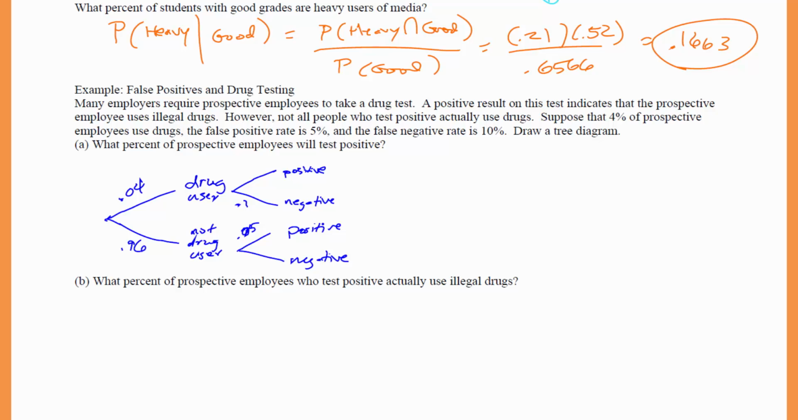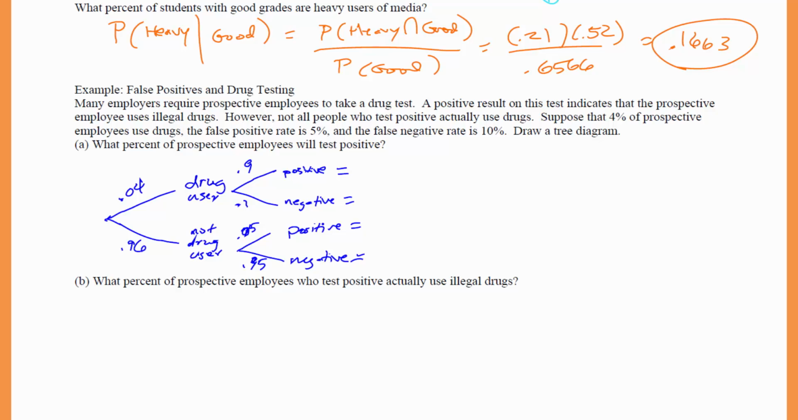But we know then how to fill in the rest of the tree. Because among the drug users, if 10% of the time they're getting negative results, then 90% of the time they're getting positive results. And that's a good thing. It's correctly determining 90% of the time that people use drugs. Among the not drug users, 5% of them are getting positive results. That means 95% of them are getting negative results. But what we want to do then is figure out the overall probabilities of the 4 different outcomes that can occur. So we can have a drug user who tests positive.